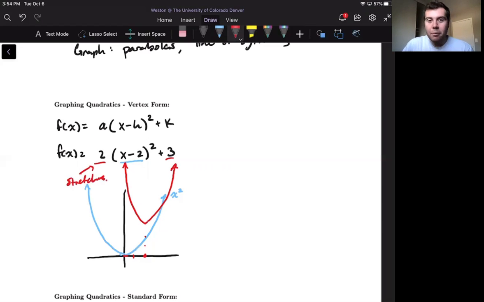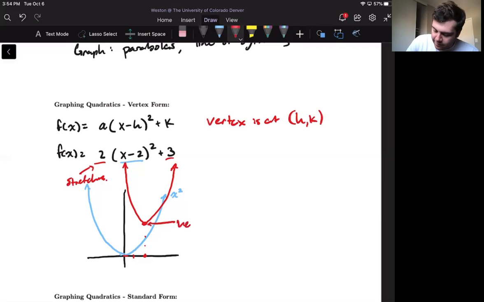And so that's all there is to it when it's in vertex form. We're able to easily figure out right away how it's graphed. We write it with this minus h and k, so that way our vertex is at (h, k). In our example here, our vertex is (2, 3). So all we have to do is just find the vertex and then stretch it by the requisite amount.